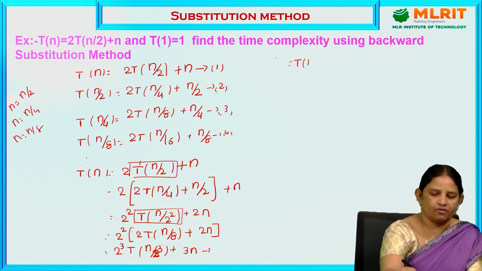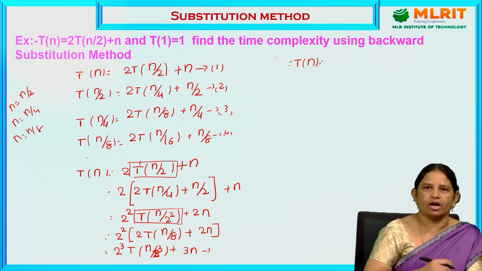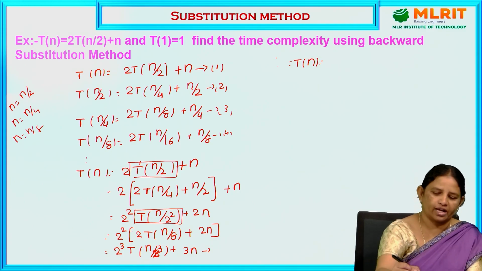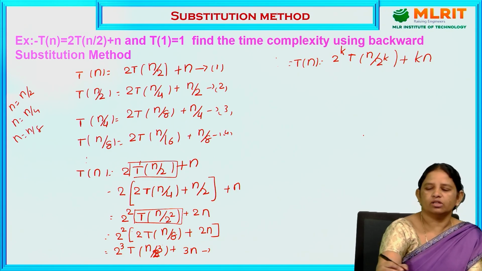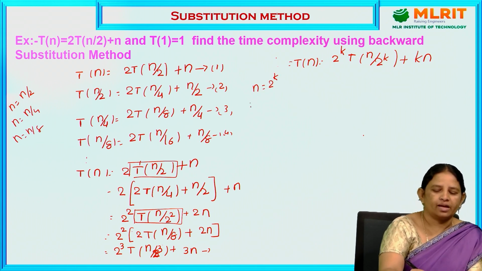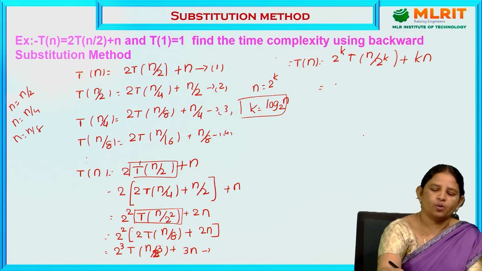So like that it is repeated for the nth term. T of n equal to, first term is 2 square, second term is 2 cube, then 2 power 4. Like that we are going to get 2 power k t of n by 2 power k plus kn. So we know that n equal to 2 power k, so k equal to log n base 2. So we need to substitute into 2 power k of t of n by 2 power k plus kn.